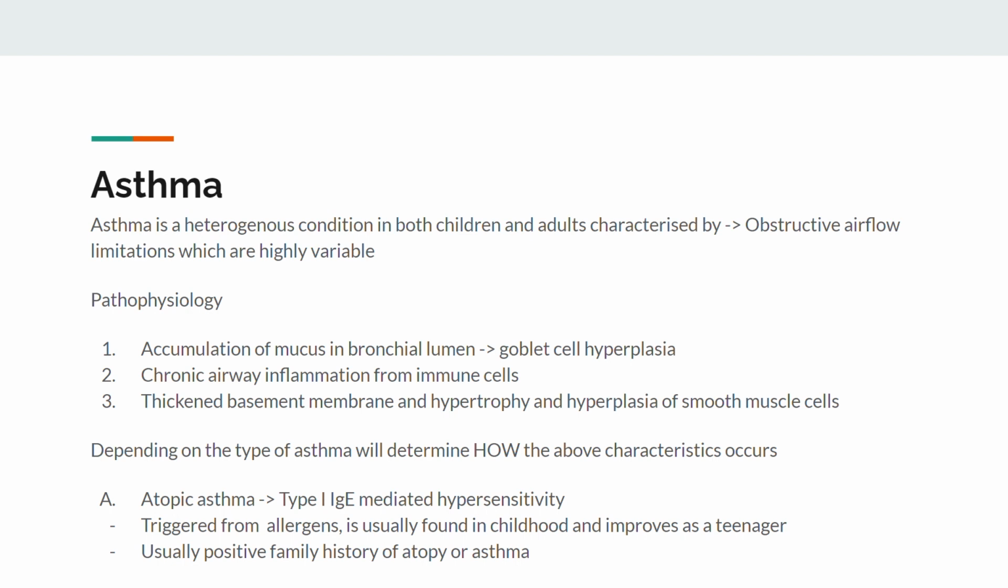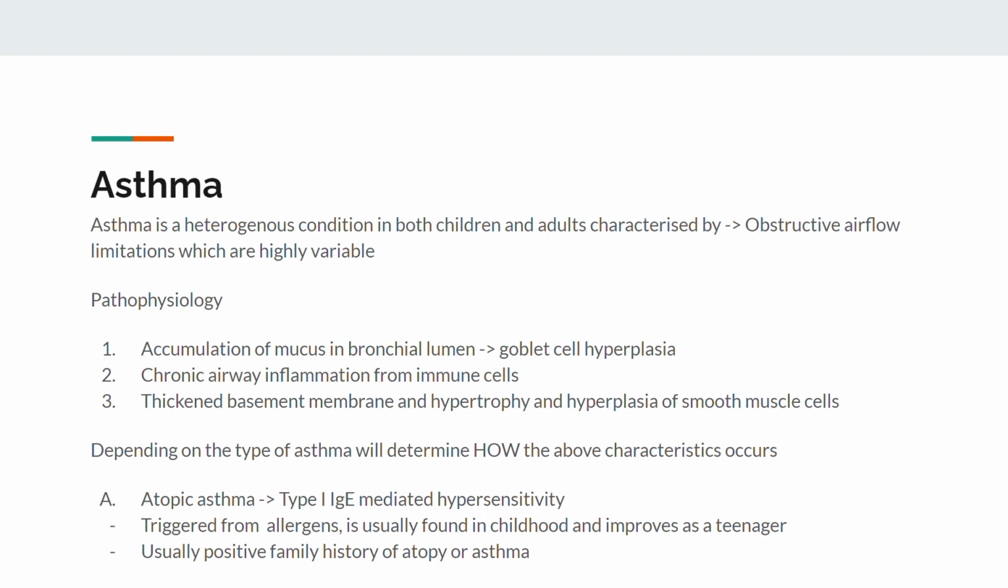So asthma is a heterogeneous condition in both children and adults, and the key characteristic is variable obstructive airflow limitation. And I say variable because the most common type of asthma is atopic asthma, which is caused by an allergen, and we'll discuss this in a little bit.